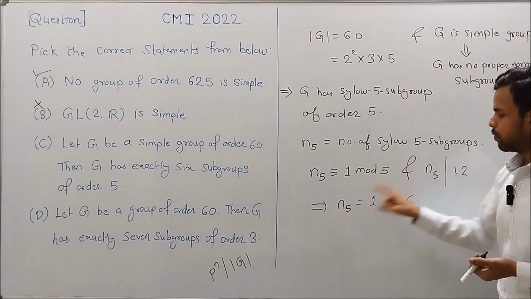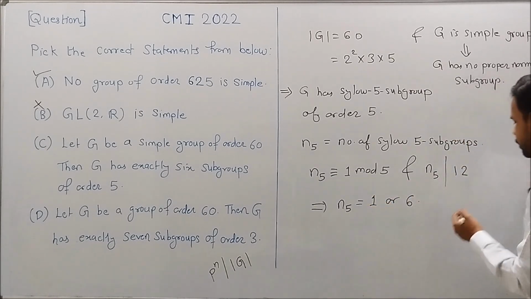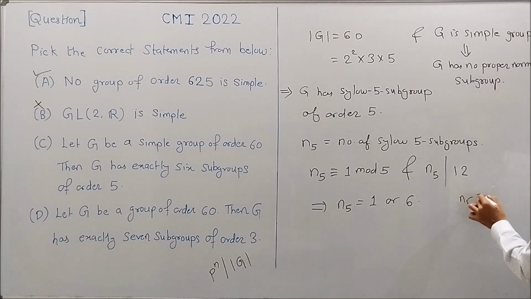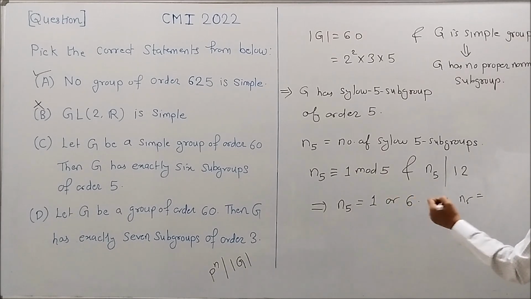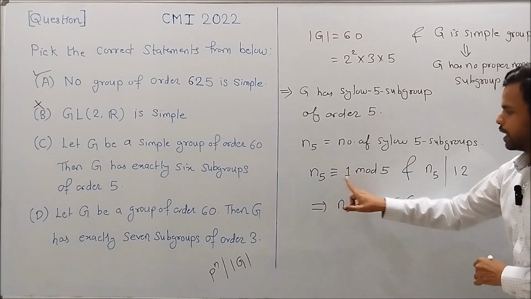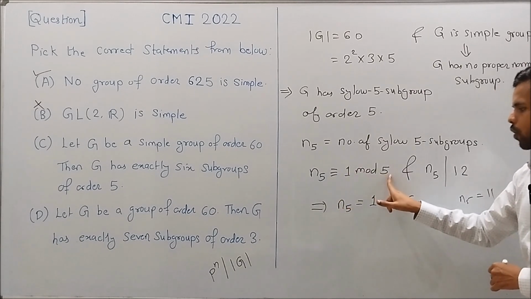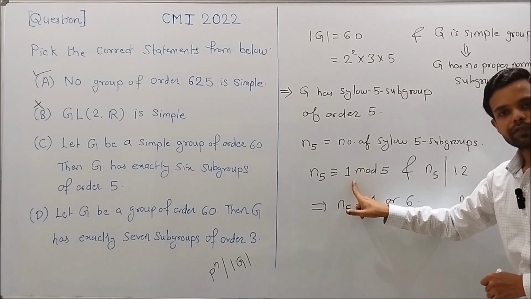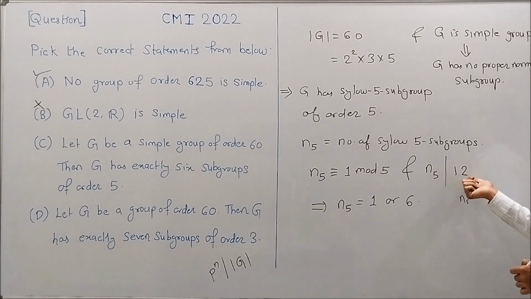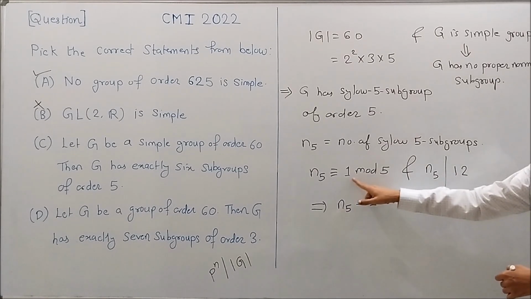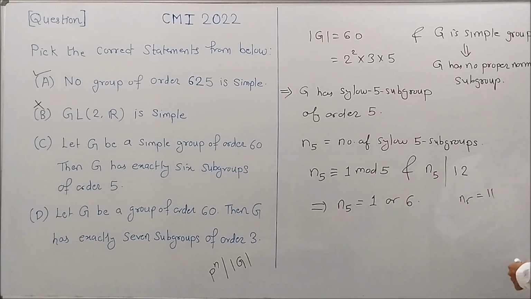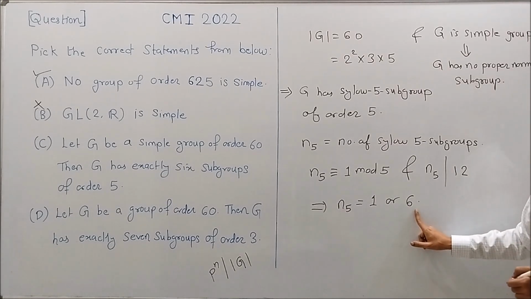And if N5 is other than these numbers, for example N5 equals say 11, then clearly we can see that though 11 is congruent to 1 mod 5, because 5 divides 11 minus 1, 11 does not divide 12. Okay, so N5 cannot be equal to 11. So the only possibilities for N5 are 1 or 6.